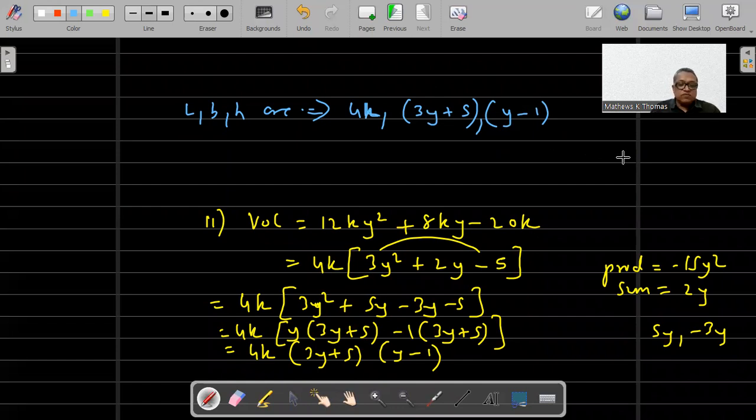So with this, we have finished chapter 2. And in the next class, we'll be starting with chapter 3, that is coordinate geometry.